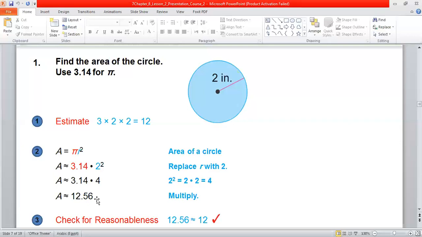We need to round this number to 1 decimal. If you round this one to 1 decimal, Muhammad, 6 here is greater than 5. Can you see this 6? This 6 is greater than 5. So we'll cancel it and add 1. So it equals 12.6. So 12.56, if you round it, the 6 is cancelled and we add 1 to 5. It equals 12.6.